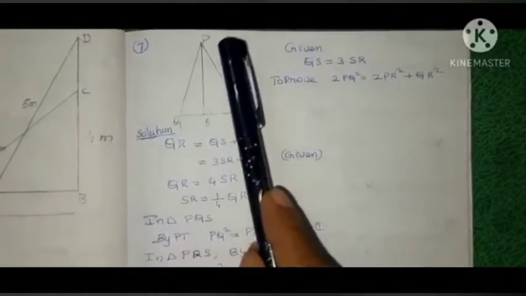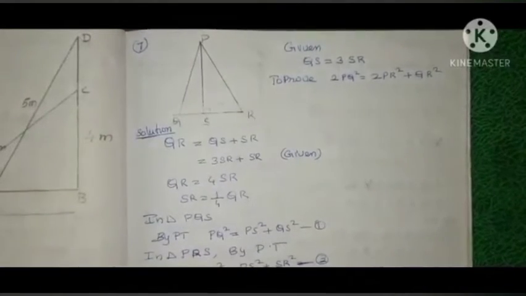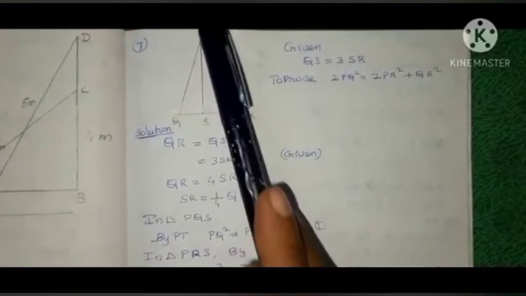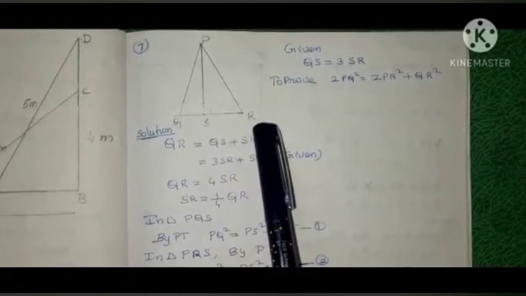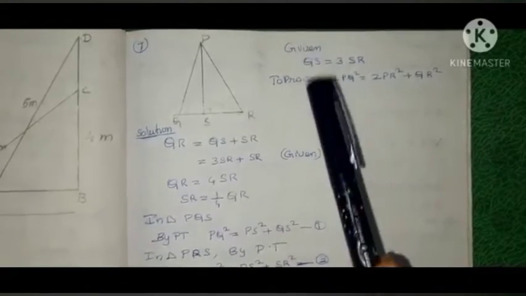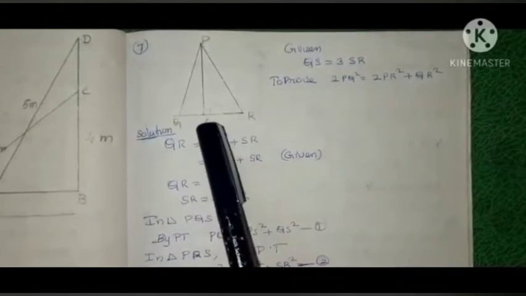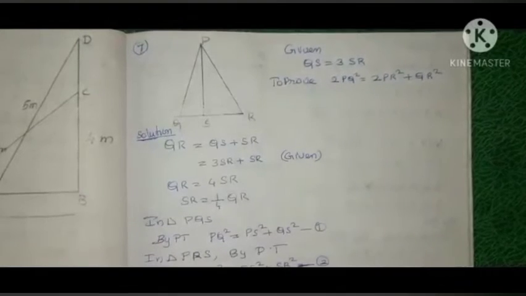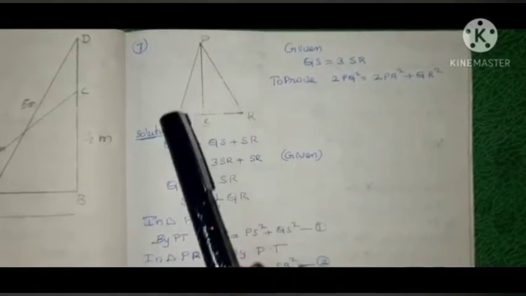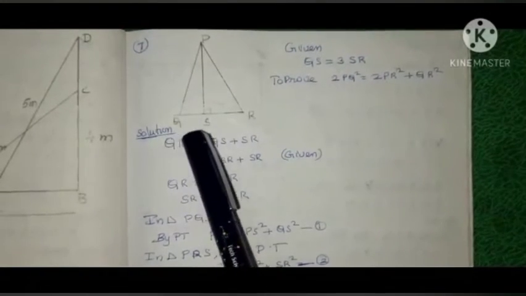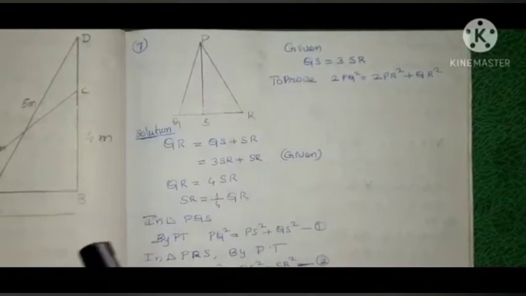Seventh sum. PQR is the given triangle. PS is perpendicular to QR. Given QS is 3 times of SR. To prove, 2PQ square is equal to 2PR square plus QR square.